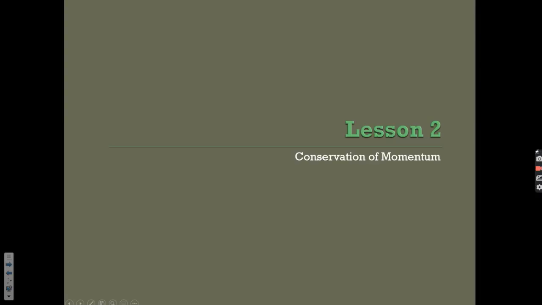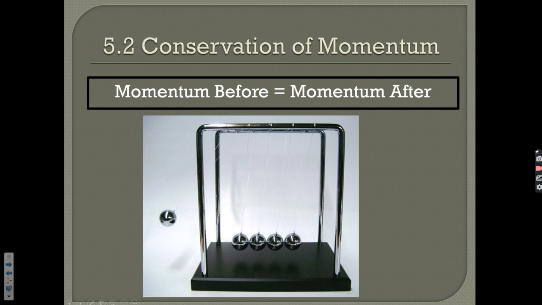This is Physics 30, Chapter 5, Lesson 2 on the conservation of momentum. Conservation of momentum basically means that the momentum before a collision will be equal to the momentum after a collision.